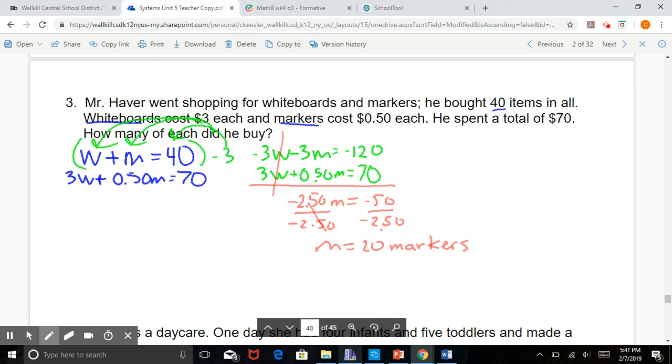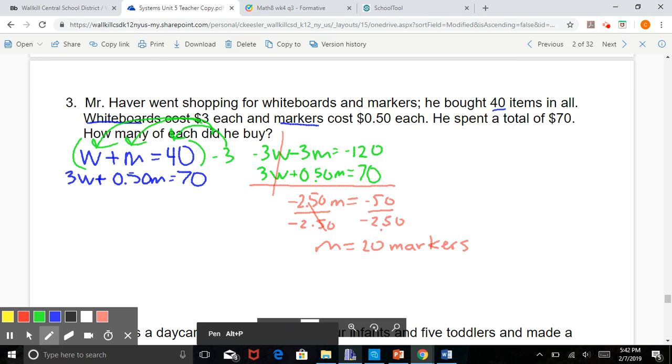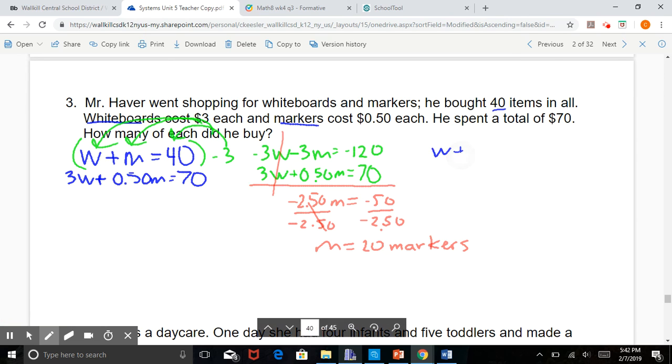Then we can take that 20 and plug it back in, which makes this really easy to solve. So M is 20, so we have W plus 20 equals 40. Subtract 20. And W also equals 20. So he purchased 20 whiteboards and 20 markers. All right, so you're on your own now. Good luck with numbers 4 and 5.